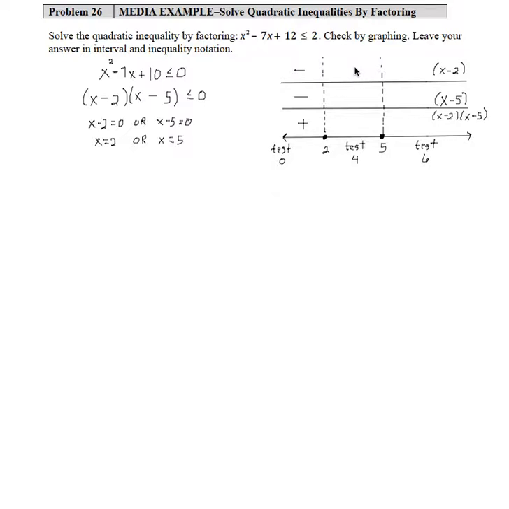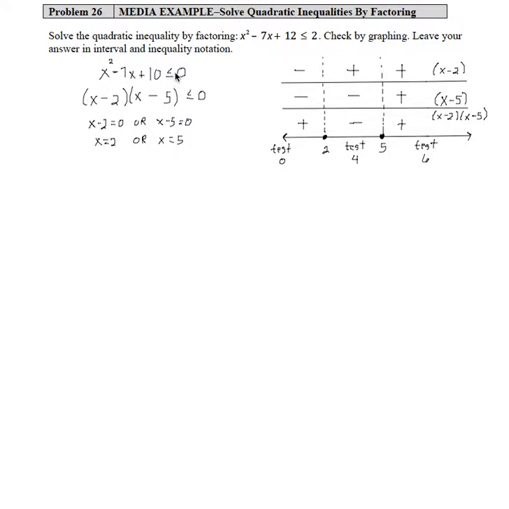4 minus 2 is positive. 4 minus 5 is negative. The product is negative. Testing greater than 5, I'm going to use the number 6. 6 minus 2 is positive. 6 minus 5 is positive. The product then, positive times a positive, is positive.